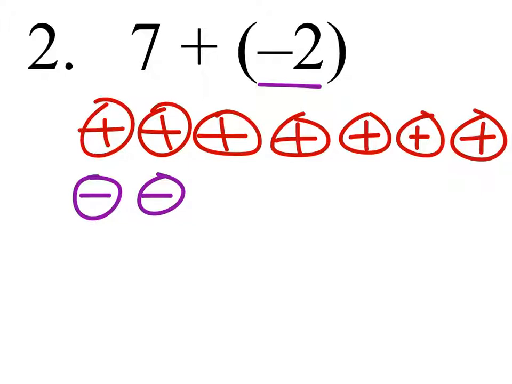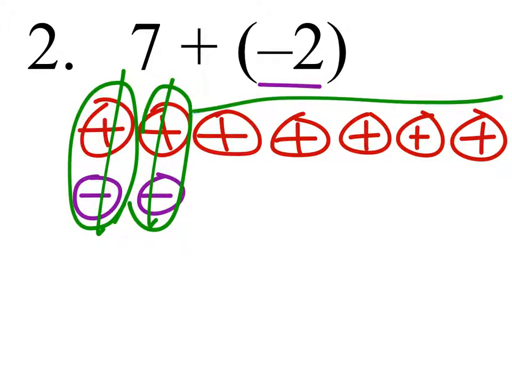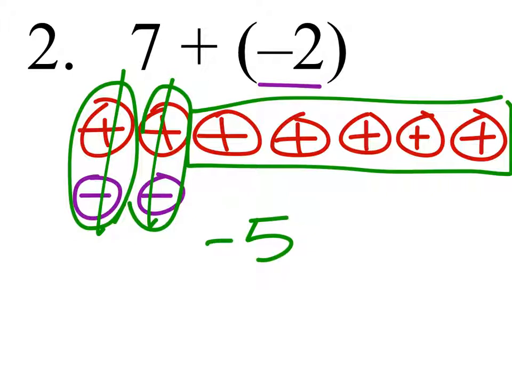The answer to this is 2 zero pairs. Right here. You see that? So what happens to zero pairs? They cancel out, and we're left with positive 5. Or just 5. So the answer to this one is the model, because that's what it asked you to do, right? And then also to find the sum, which we have done.